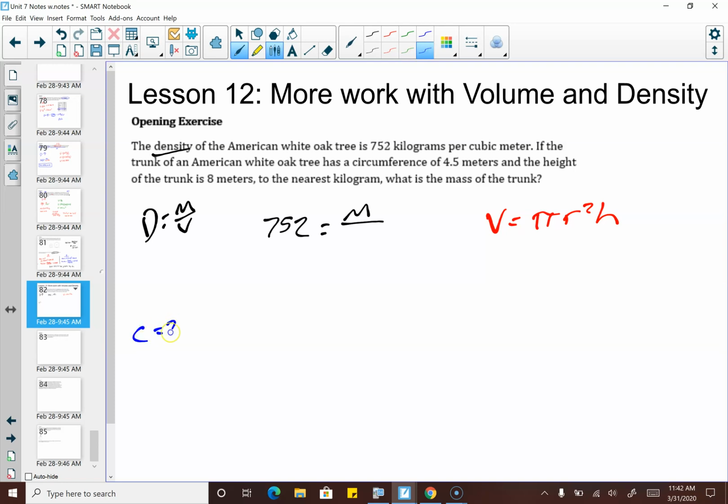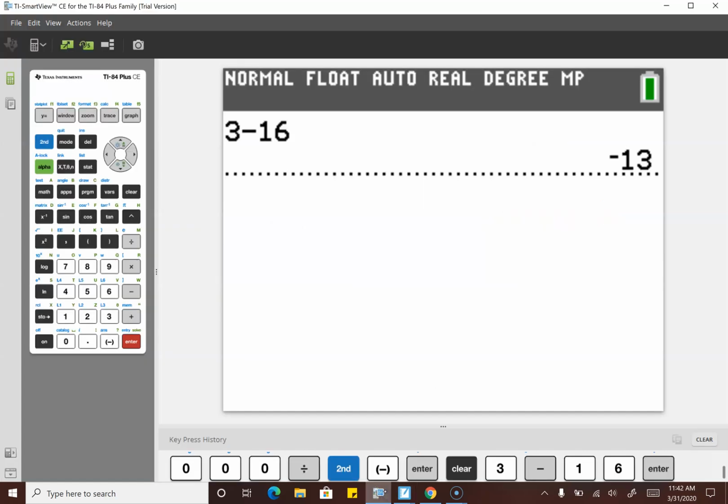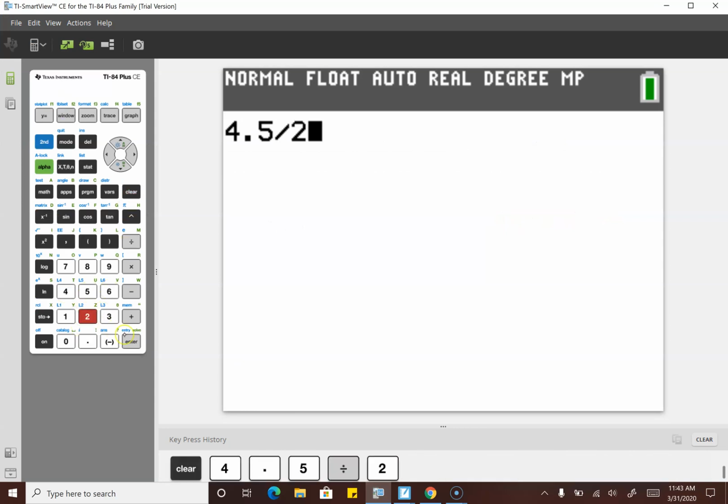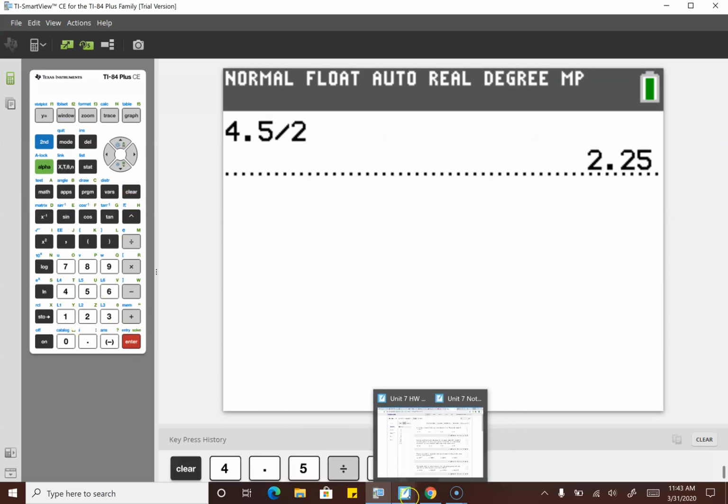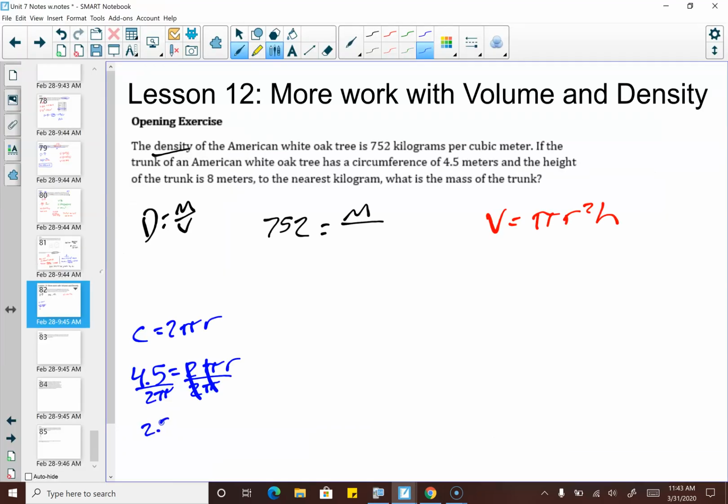So we know circumference is 2 pi r. So 4.5 equals 2 pi r. I'm going to divide everything by 2 pi. So the first thing I want to do is the 4.5 divided by 2 to get 2.25. And then I actually want to leave it as 2.25 over pi. All right, and you'll see why in a second. It's just going to be a lot neater as I put things into my calculator.